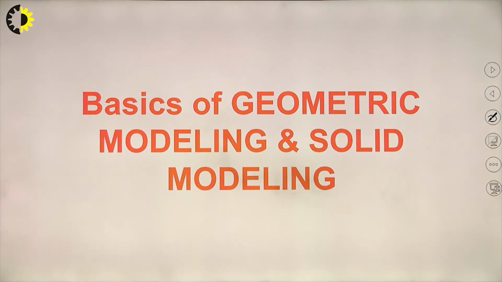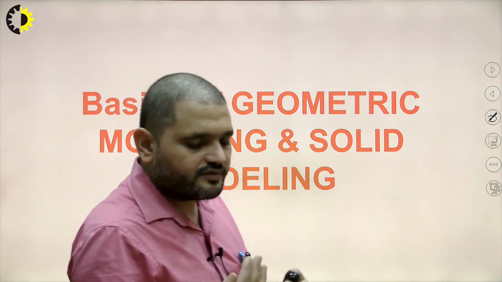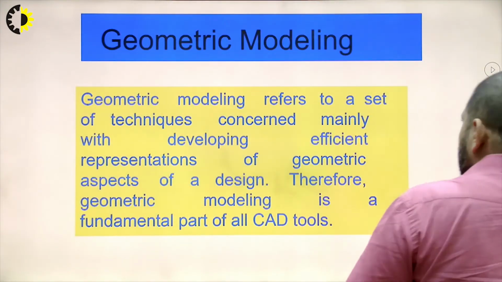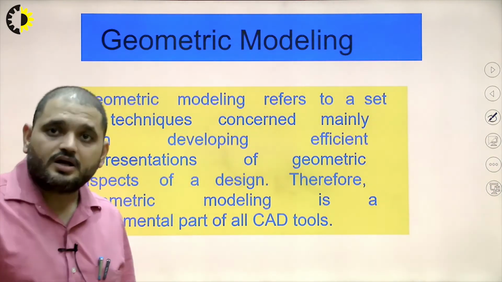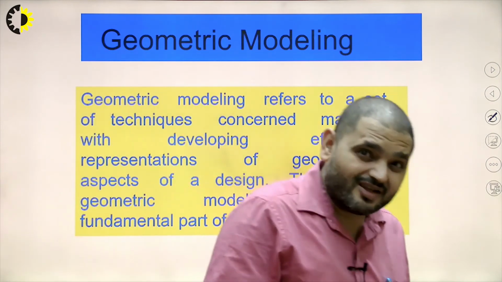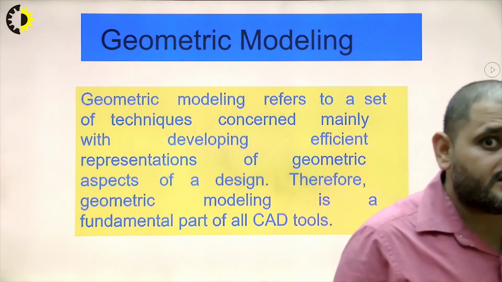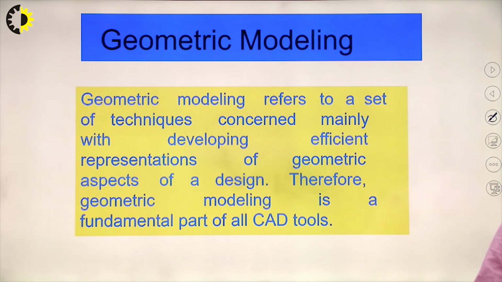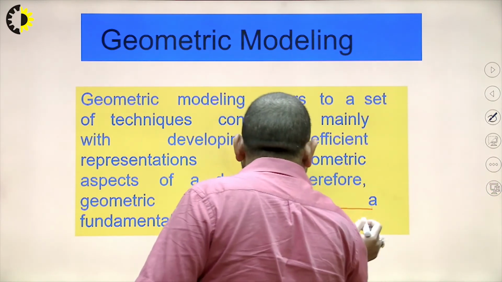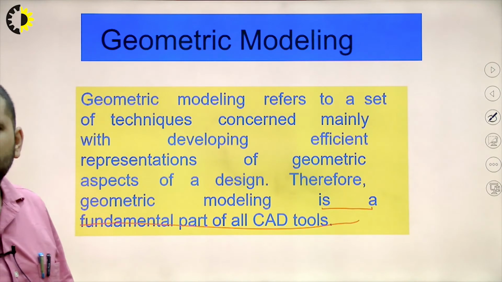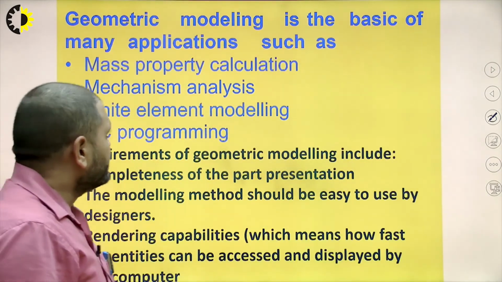Now, basics of geometric modeling and solid modeling. We have already learned geometric modeling is of 3 types. What is geometric modeling? It refers to a set of techniques concerned mainly with developing efficient representation of the geometric aspect of a design. Therefore, geometric modeling is a fundamental part of all CAD tools. I have already explained geometric modeling, so it's kind of repetitive.